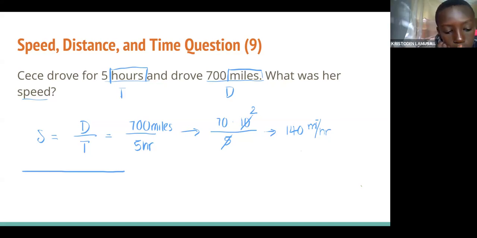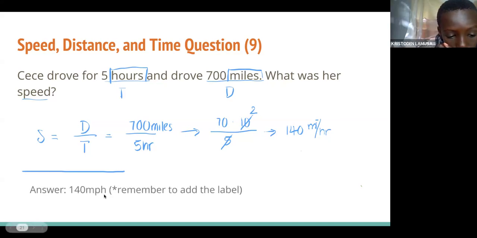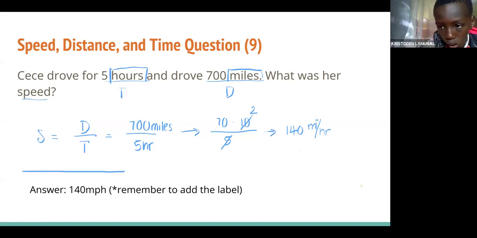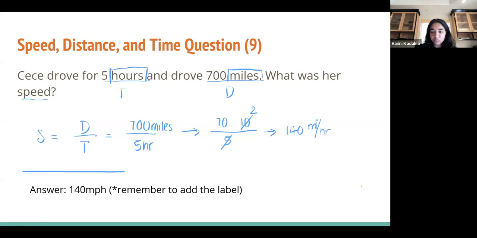Okay, yeah, makes sense to me. Okay. So yeah, your answer is 140 miles per hour. Okay, always put units for these questions. Like always put units. Madam, please, I want to ask the class a question.